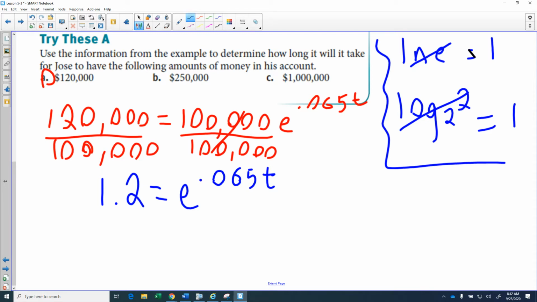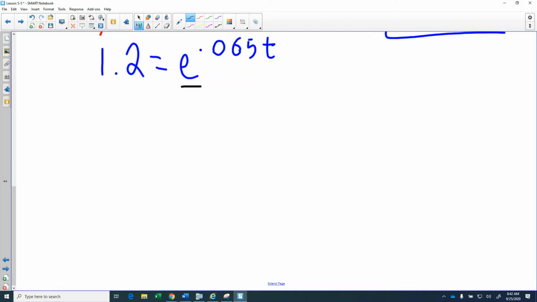So when I actually work this problem out here, what I basically want to do is use this idea to cancel out this e. So what I'm going to do is take the ln, or natural log, of both sides.